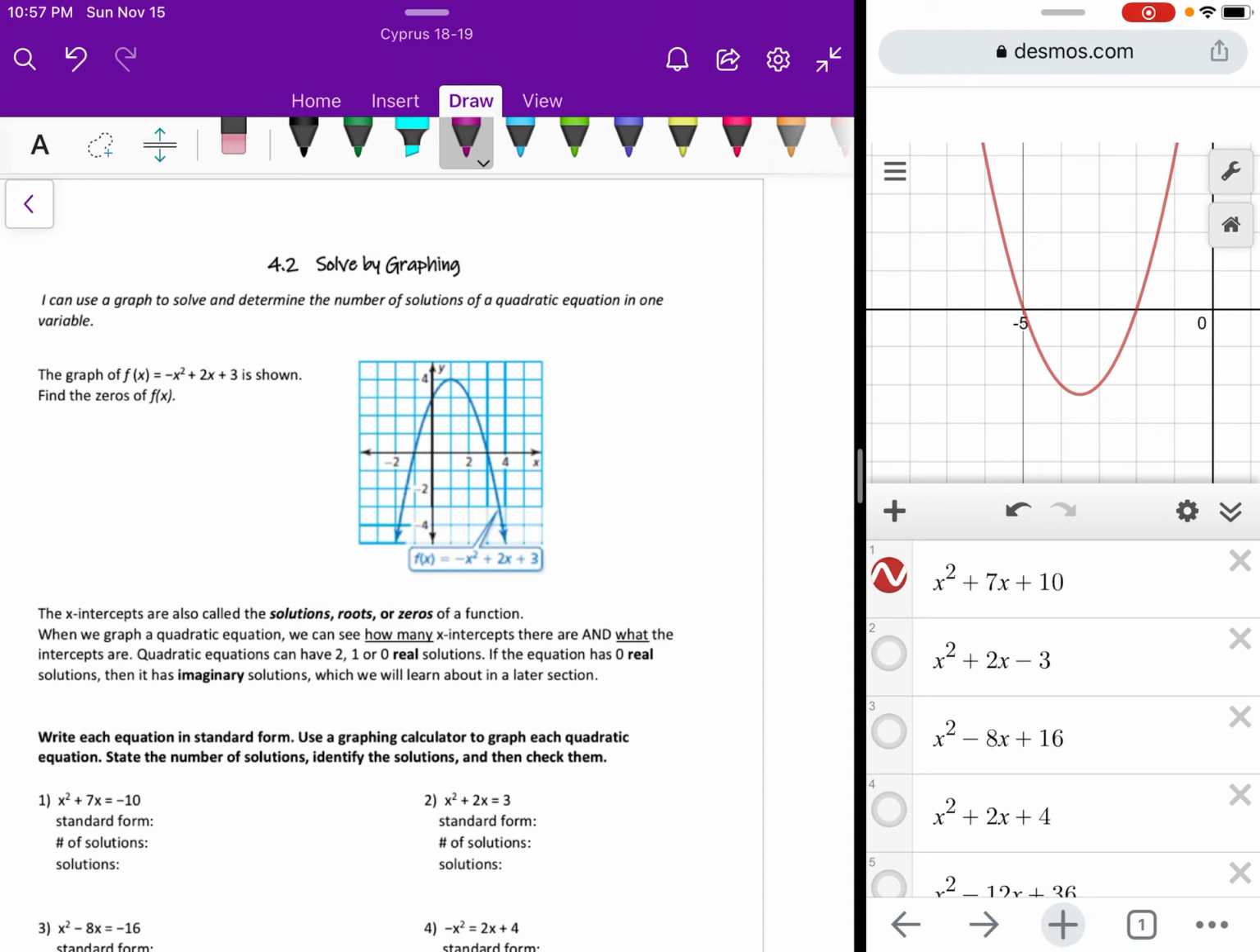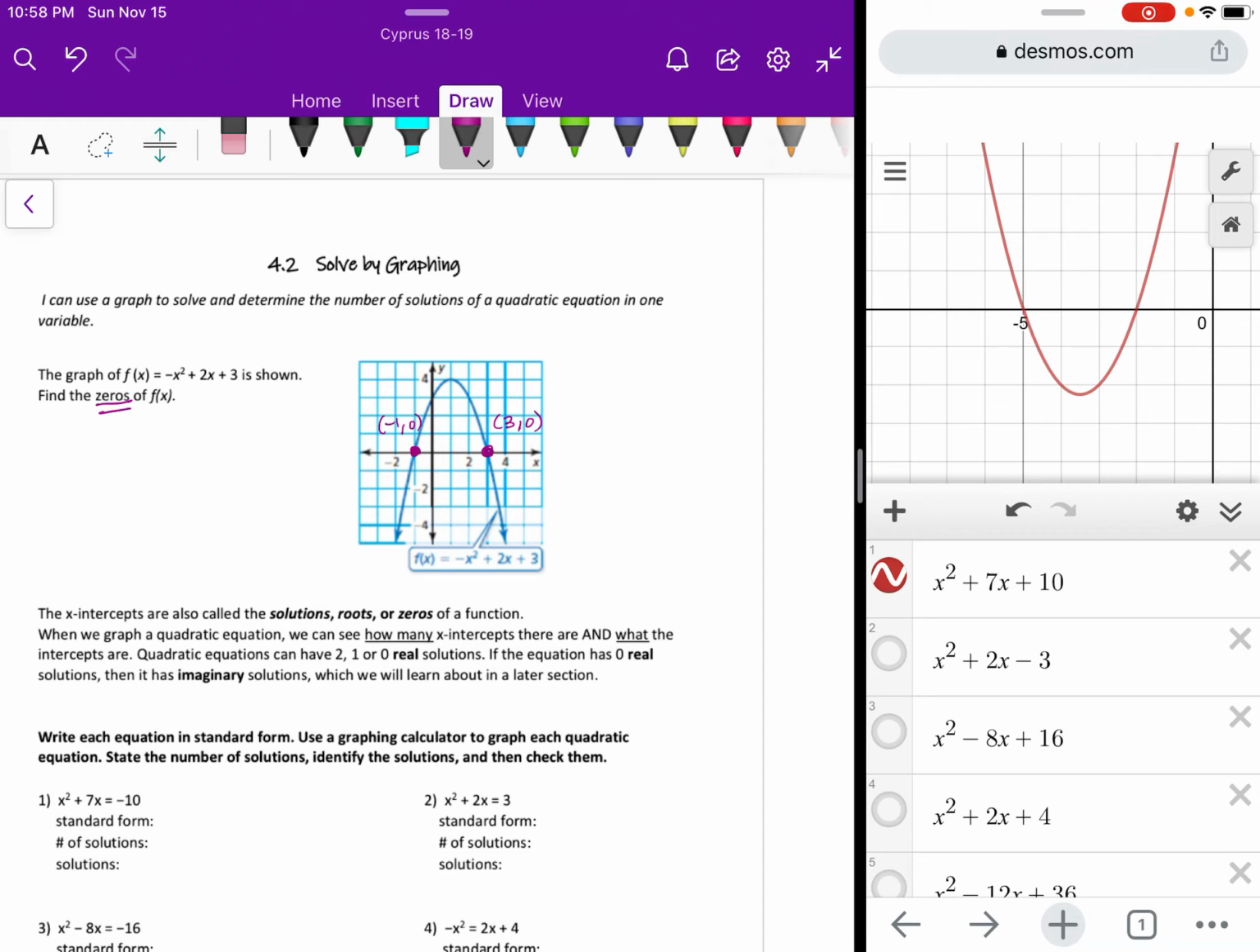I have Desmos open on the side for later in the lesson. So right now we're going to look at the graph of f of x equals negative x squared plus 2x plus 3 that's shown here. We want to find the zeros of f of x. Remember, zeros, x-intercepts, roots, solutions all mean the same thing. On this graph, the x-intercepts, or the zeros, I have those dots on there. The one on the left is the point (-1, 0), and the one on the right is (3, 0).